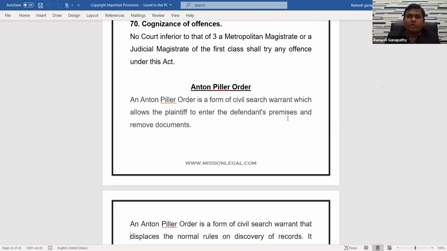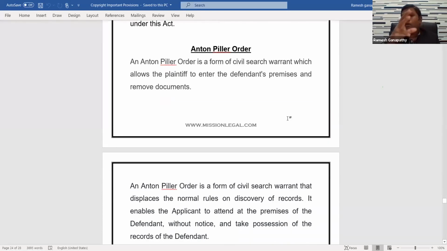What is Anton-Pillar order? As we all know, it's a kind of court order, but what is the speciality in that, and what is the benefit out of Anton-Pillar order? An Anton-Pillar order is a form of civil search warrant which allows the plaintiff to enter the defendant's premises, remove documents. You've seen in the criminal cases, police officers can go and search, seize. In civil cases also, you can get a search warrant and you can seize product. As I told earlier, we can take inventory, we can ask for documents.